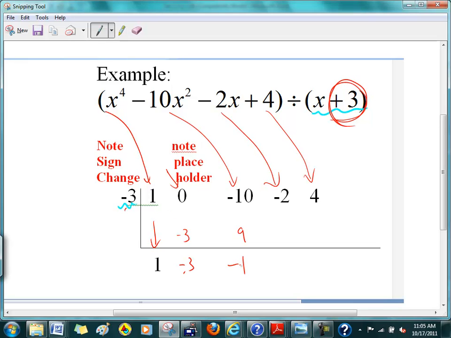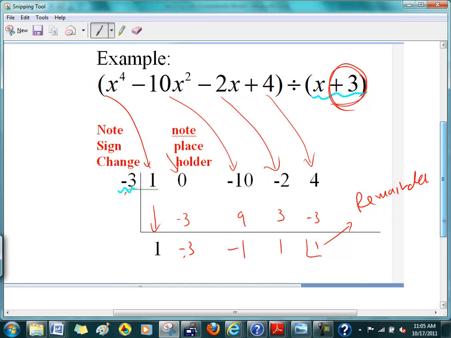Multiply negative 3 by negative 1, and you get 3. You get 1 when you add negative 2 and 3. You multiply negative 3 and 1, and you get negative 3, and you add that, and you get a 1. So this is your remainder. That's your remainder.